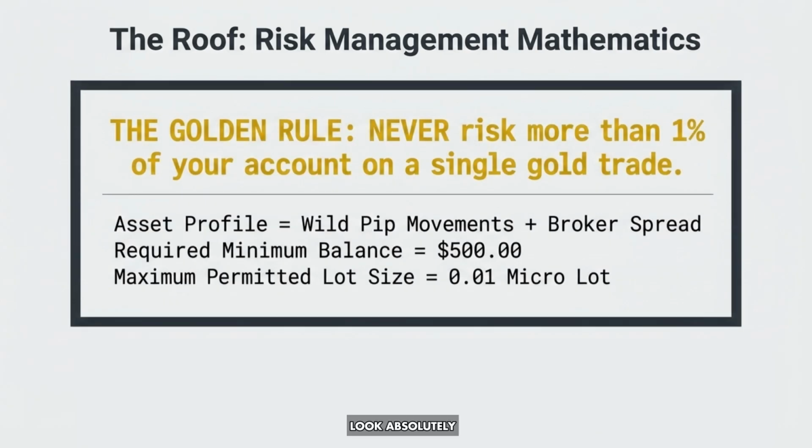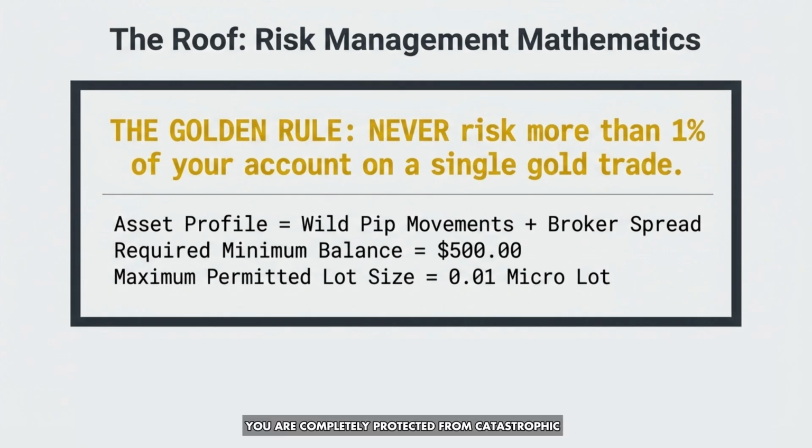Which brings us to a harsh but necessary reality check, essential risk management. Look, absolutely all of this brilliant analysis we just talked about is totally useless if you don't survive long enough to actually apply it. So here is your golden rule of survival. Never, and I mean never, risk more than 1% of your account on a single gold trade. Sticking to this ensures that even when you hit a losing streak, because you definitely will, you are completely protected from catastrophic account-destroying losses.